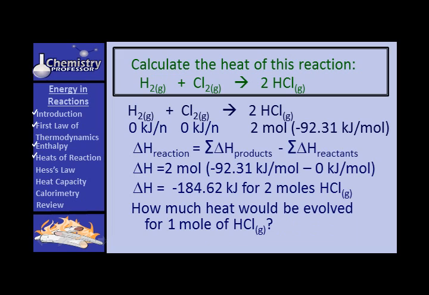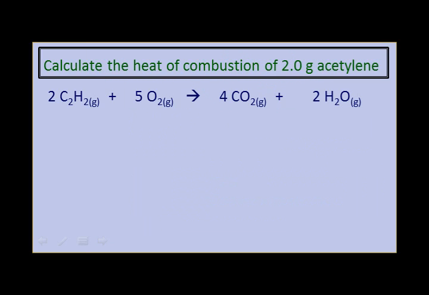How much heat would be evolved if we were only concerned with 1 mole of HCl? Well, it's kind of obvious, isn't it? You can certainly take that 184.62 kilojoules that is evolved and divide it by the number of moles, 2 moles, and you would have the heat per mole. Remember that, because you'll see some problems like that.